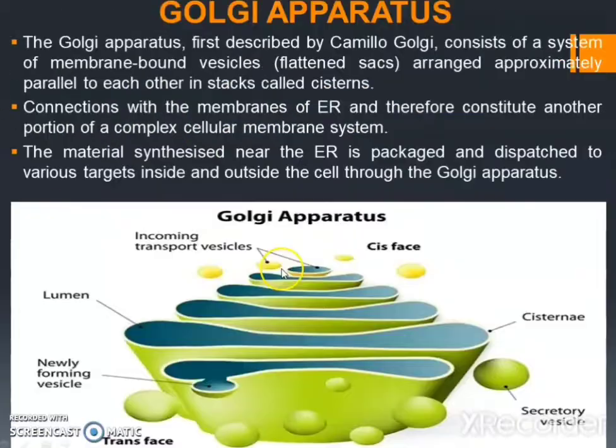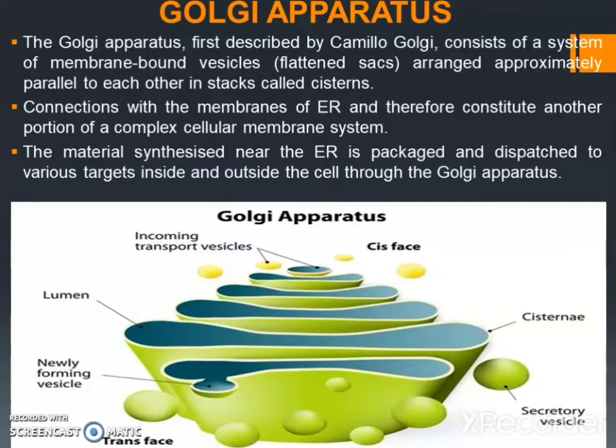So now let us move on to the next cell organelle, which is called the Golgi Apparatus. So now let us learn about today's topic, children, that is the Golgi Apparatus. What is it? Golgi Apparatus, right? This Golgi Apparatus was first described by Camillo Golgi. So his name is Golgi, and they gave it the name Golgi Apparatus. He was the one who first described it, right?